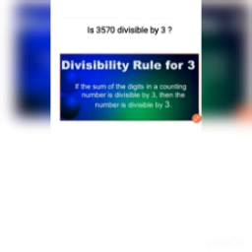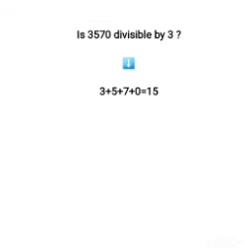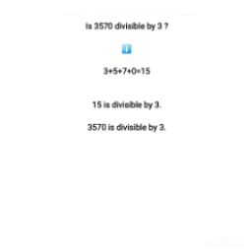Let us see. For that we have the divisibility rule for 3. It says if the sum of the digits of a number is divisible by 3, then the number is also divisible by 3. What does this mean? I have this number 3570. What are the digits of this number? That is 3, 5, 7 and 0. What is the sum of the digits? That is 3 plus 5 plus 7 plus 0.